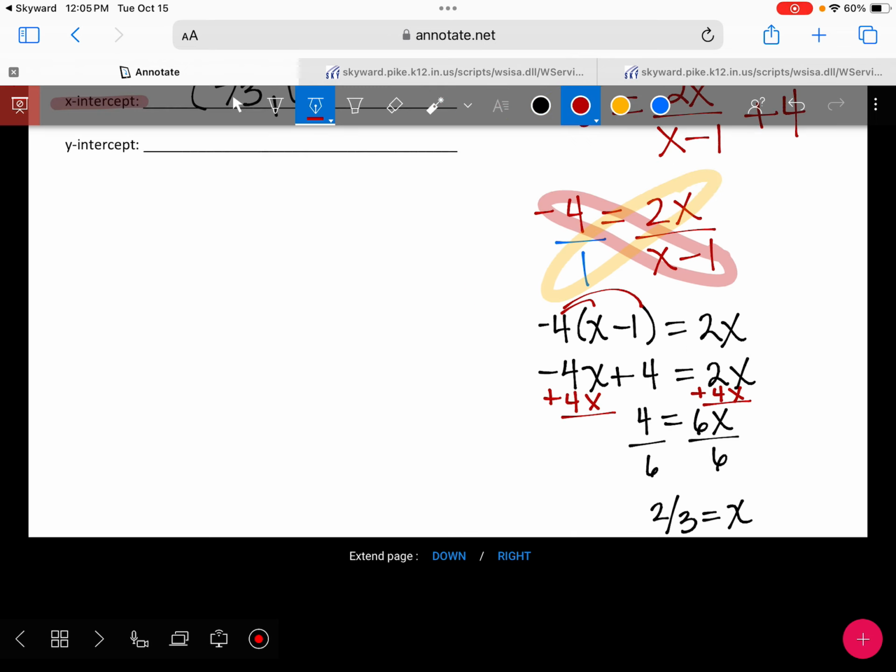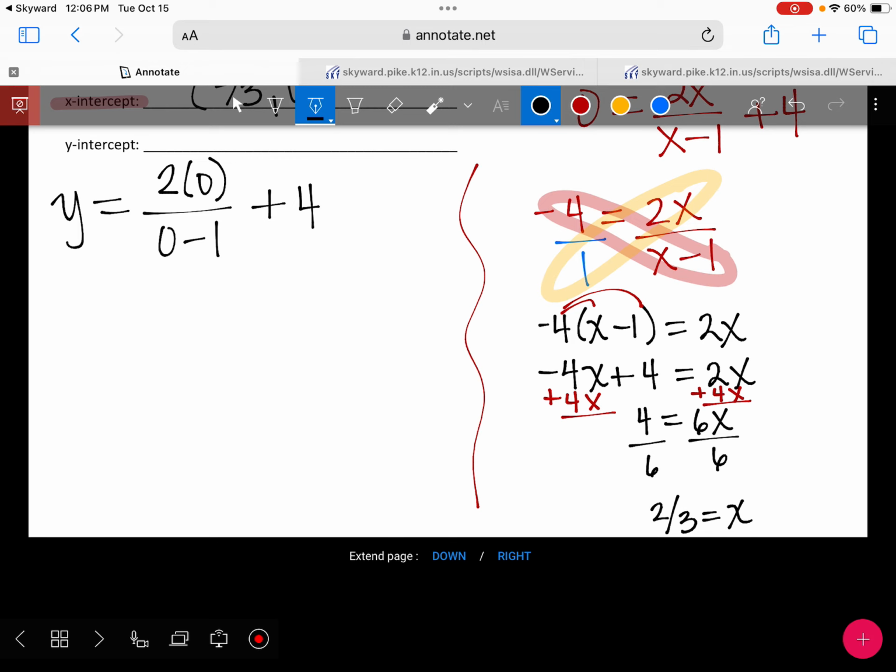All right, now you want to find your y-intercept. Go ahead and do that. Again, you need to study that yellow paper, but when you're finding your y-intercept, you substitute in a 0 for x. And then you write that as an ordered pair. Go ahead and figure out what you would get when you type that in your calculator. 2 times 0 divided by 0 minus 1 plus 4.